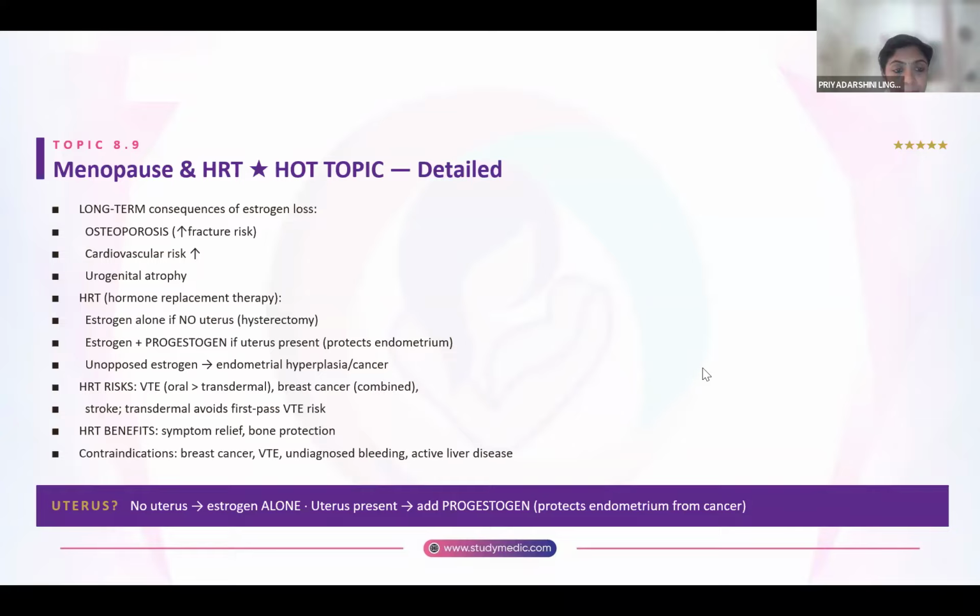Now, hormone replacement therapy, the most commonly associated one is your venous thromboembolism. The venous thromboembolism is more commonly seen in women who take an oral form of HRT rather than a transdermal form. And breast cancer. Breast cancer is generally seen in a woman who has taken combined HRT regimes. The other common adverse effects here are stroke and all that. And whenever you're using the transdermal route of HRT, then you're avoiding the first pass effect and your VTE risk also reduces. So what are the various ways you can give the HRT, hormone replacement therapy?